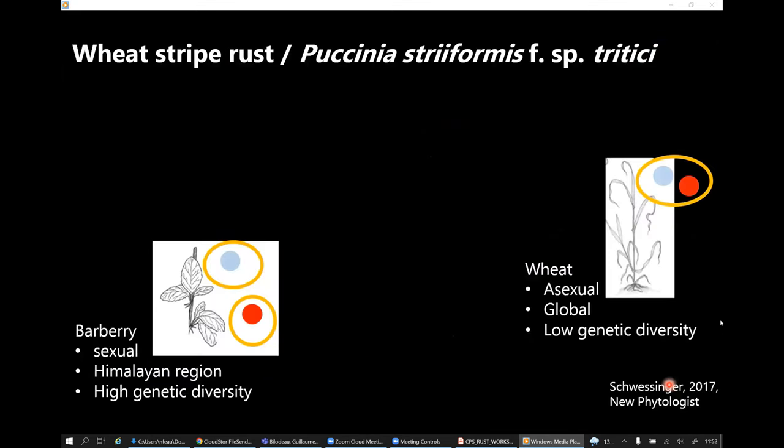All right. So stripe rust really has two geographically separated infection cycles to some degree. In the Western wheat growing areas, it's mostly asexual, it's global, with low genetic diversity within each lineage. And then on barberry in the Himalayan region, you have a high genetic diversity. Of course, you also infect wheat, but in each growing season you replace populations one after another. And again, Sajid Ali showed this really well with a couple of studies.